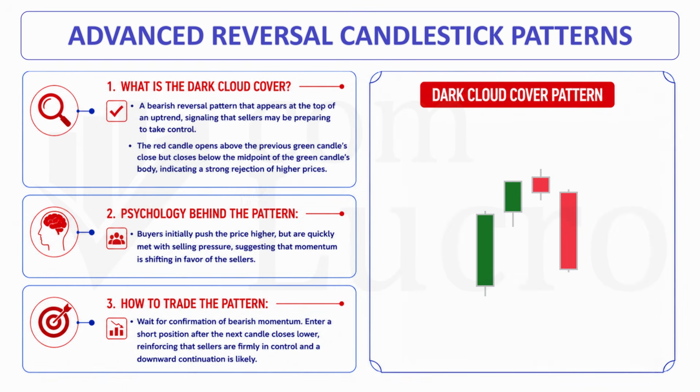Next up is the dark cloud cover pattern. This is a bearish reversal signal that appears at the top of an uptrend, giving us a clue that sellers might be preparing to take control. Structurally, the pattern forms when a red candle opens above the close of the previous green candle, but closes below the midpoint of that green candle's body.